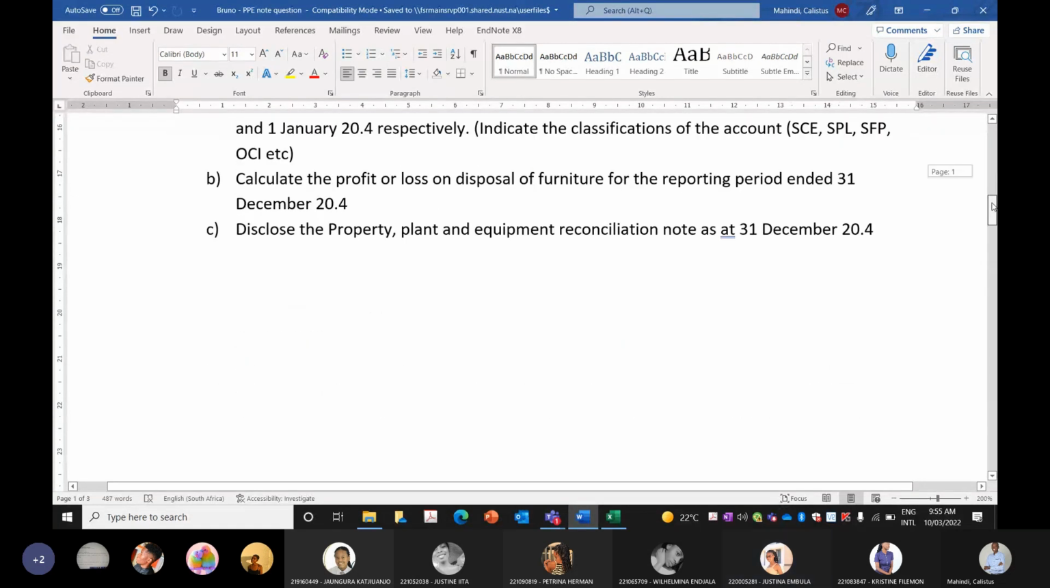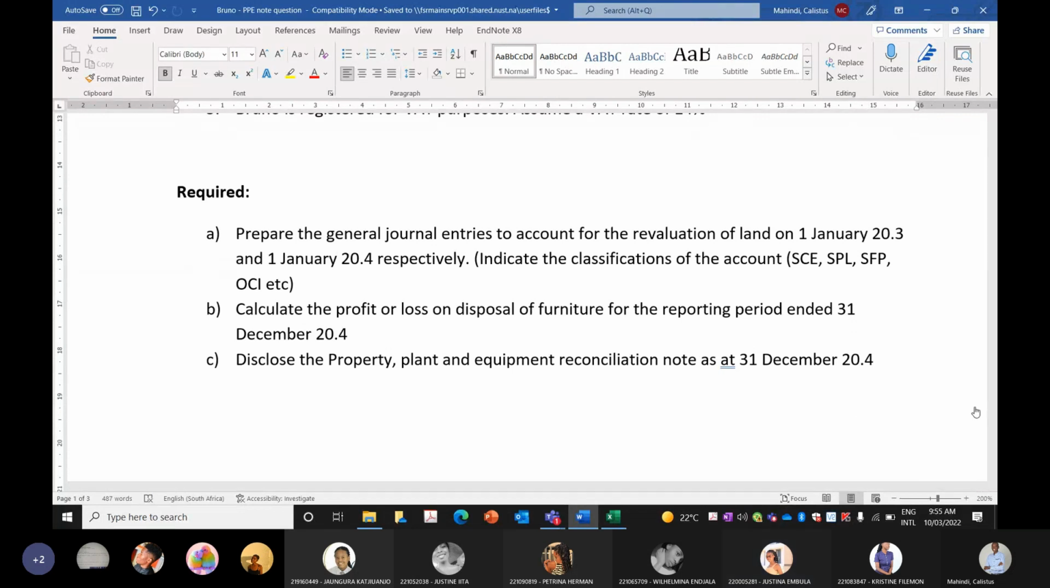Which said to prepare the journal entries to account for land on 1st of January 20.3 and 20.4. That one we've done. Are we together? All right, let us deal with point number 2.